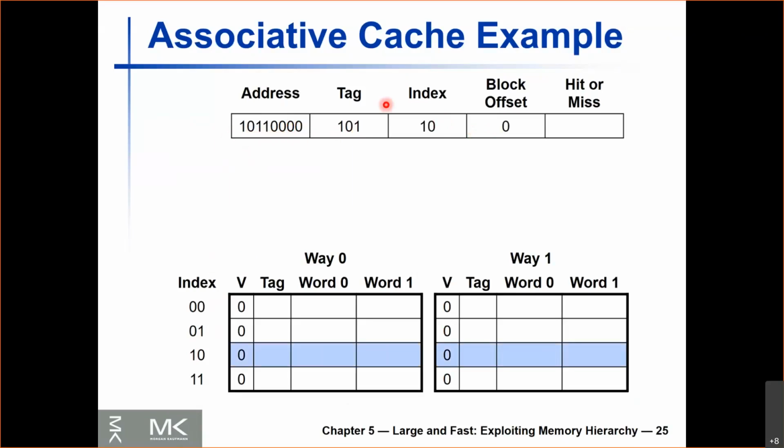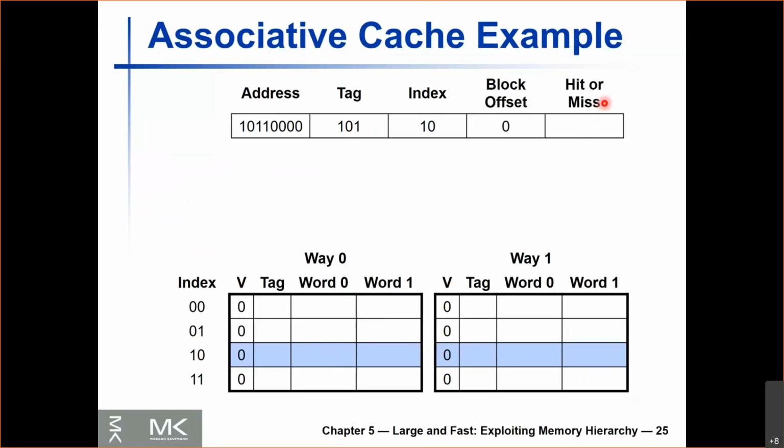Okay? Now, since our index is 1, 0, we know that we are supposed to map to this set over here. Now, this set has 2 different ways. So what we're going to do is check if either of these ways are valid and have the data that I want. So in this case, do either of my ways have the data that I want? Right, no, because they're both invalid. So in this case, do I have a hit or a miss? Right, I'm going to have a miss.